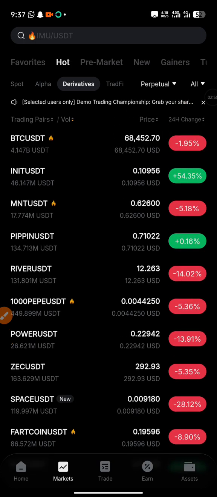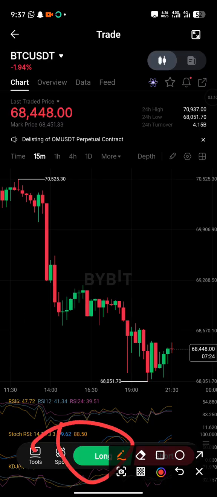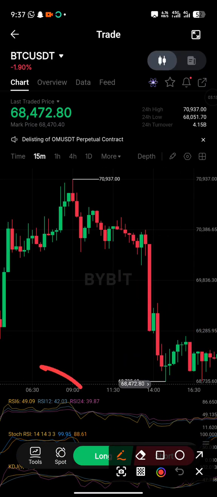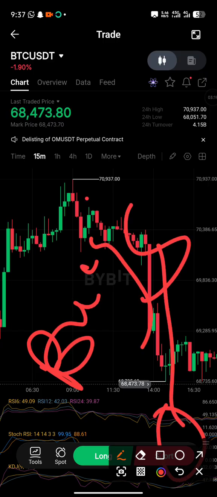If you click on any particular coin that you wish to trade in derivatives, come to this place. You can see that the sell and the buy are no longer here. What is here is long and short. What represents the buy here is long, and what represents the sell is short. So this is the difference between futures and spot trading.